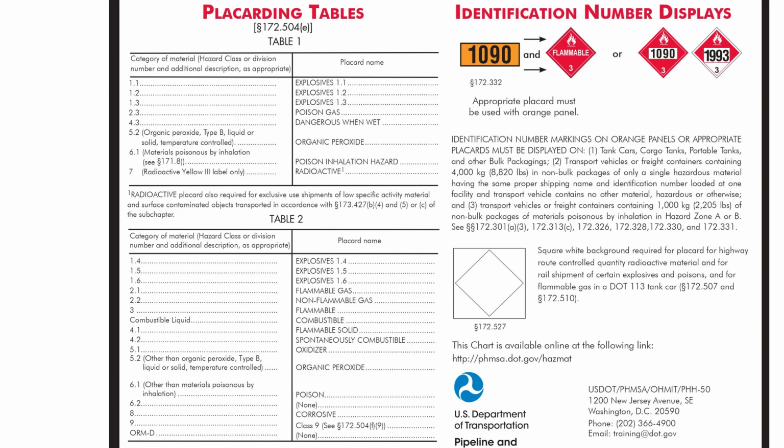So table 1 placards, no matter what the amount, 1 pound, require a placard. So you have 1.1 explosive, 1.2, and 1.3. All require a placard. 2.3 is poison gas or inhalation gas. Requires a placard. 4.3 is dangerous when wet. It requires a placard. 5.2, it has to be the organic peroxide that's type B. It's temperature controlled. It will probably be in a reefer. It has to be in a reefer.